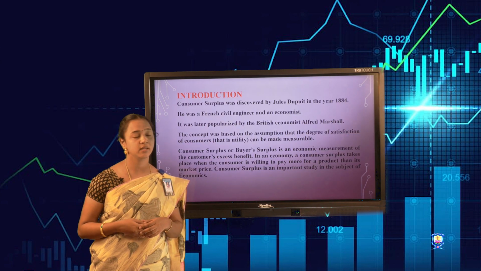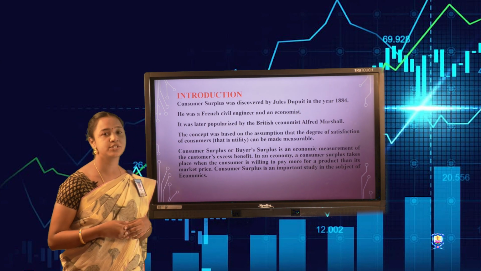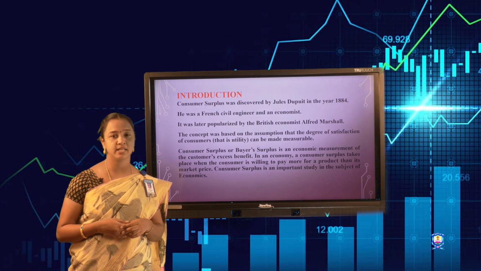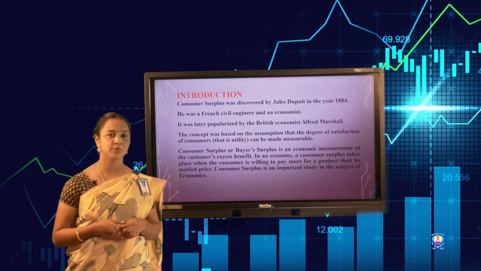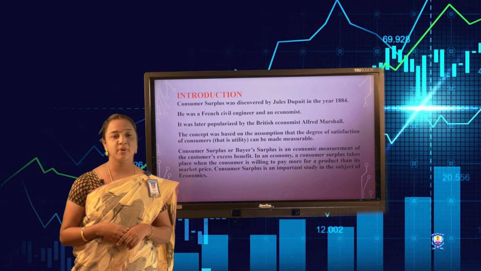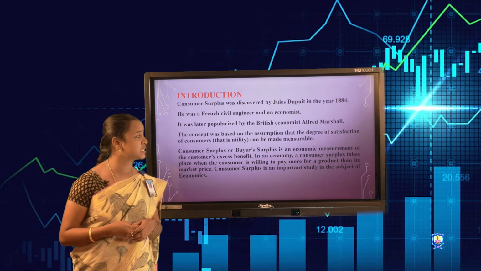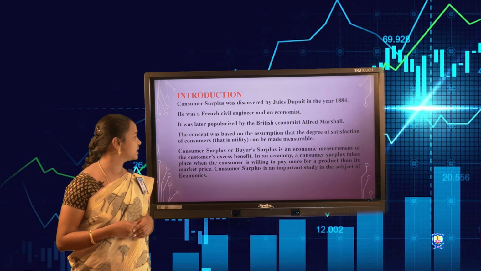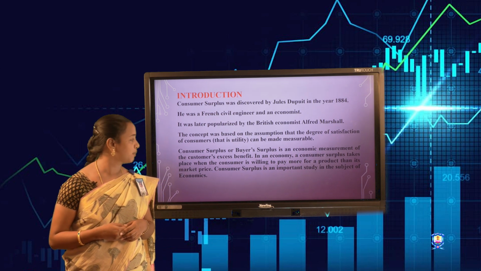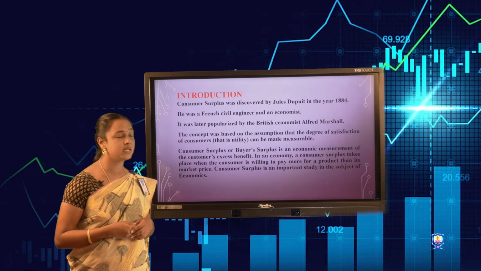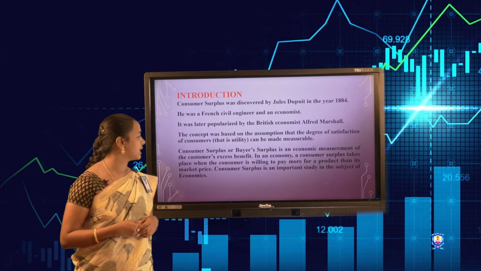Next, we move on to the introduction part. Consumer surplus was discovered by Jules Dupuit in the year 1884. He was a French economist. After that, this concept was later popularized by British economist Alfred Marshall. The concept was based on the assumption that the degree of satisfaction of consumer, that is, utility, can be made measurable. Consumer surplus or buyer surplus is an economic measurement of the customer's excess benefit.